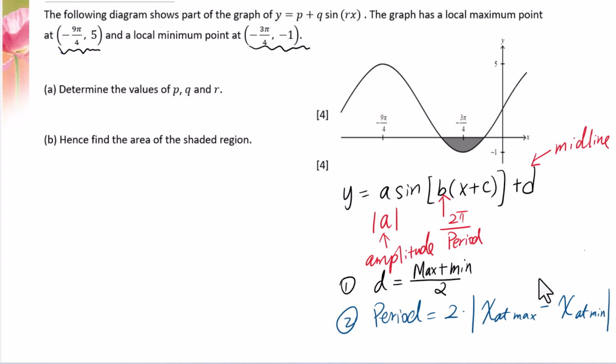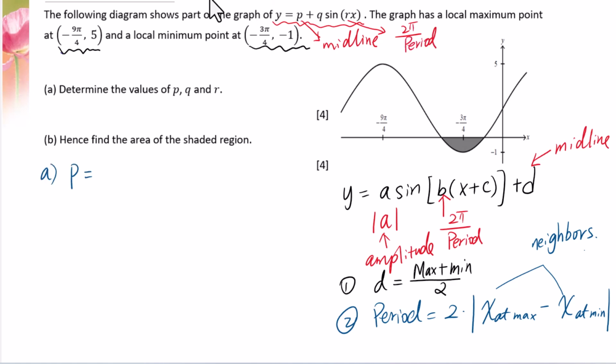These two are neighbors. From this given function, we know p is the midline, and r is 2 pi over period. P equals (maximum, which is 5, plus minimum, which is -1) over 2, which equals 2.